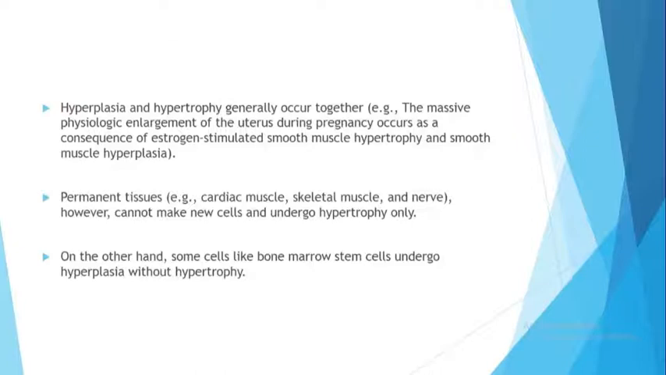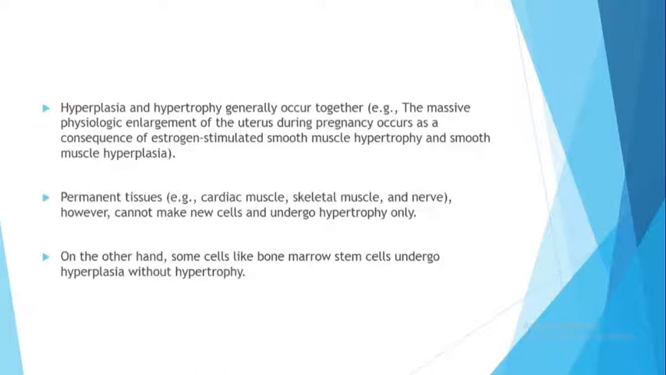The third type of tissue is permanent tissues, and the cells of these tissues are considered to be terminally differentiated and non-proliferative in postnatal life. Permanent tissues include the cells of the cardiac muscle, skeletal muscle cells, and nerve cells, the neurons. These cells cannot make new cells, and because of that, they can never undergo hyperplasia, and they can only undergo hypertrophy.